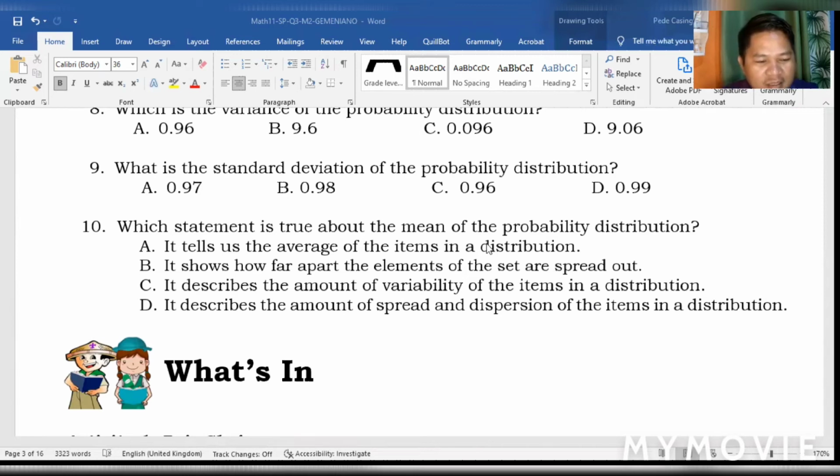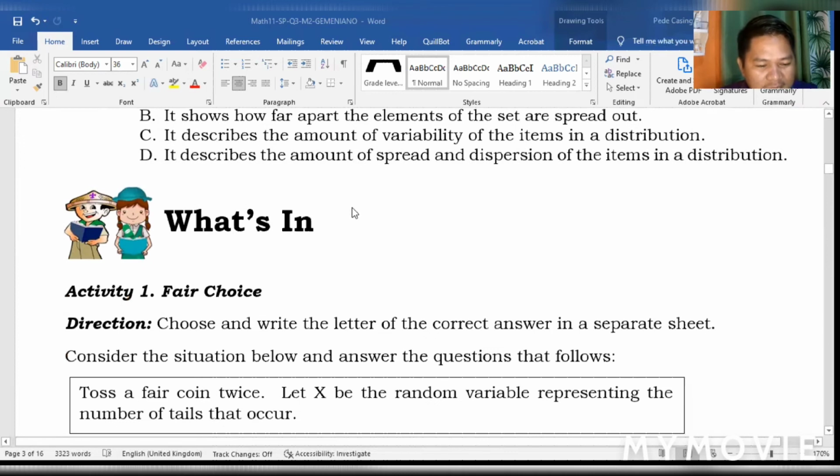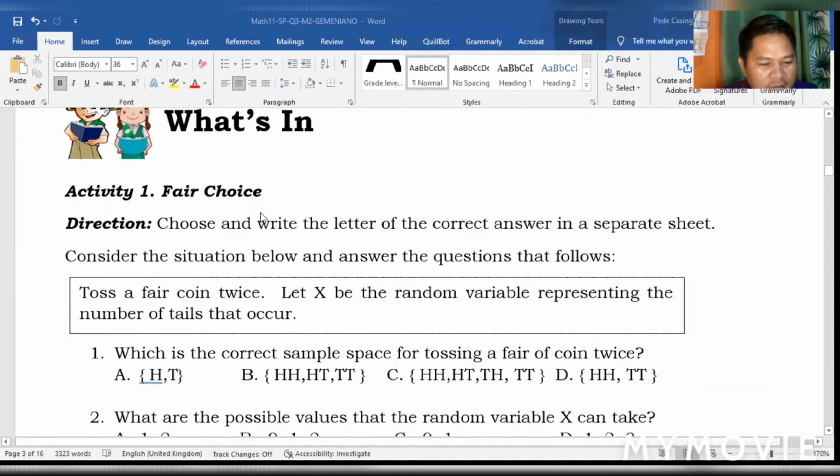Okay? Are you done answering numbers 1 up to 10? So to check that one, let's now have the activity. Activity 1, pair choice. Choose direction. Choose and write the letter of the correct answer on a separate sheet. Consider the situation below and answer the questions that follow.